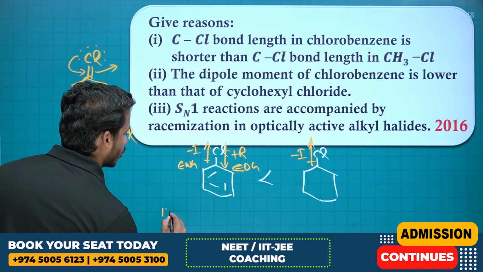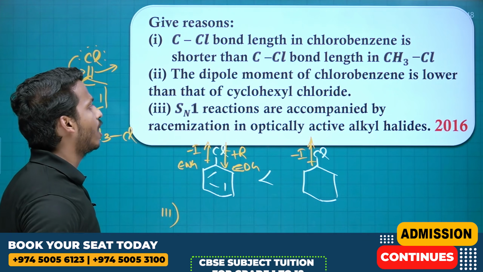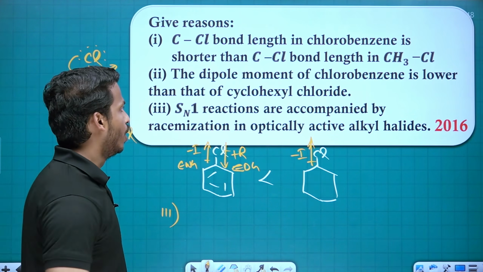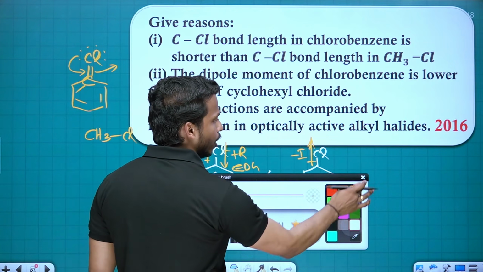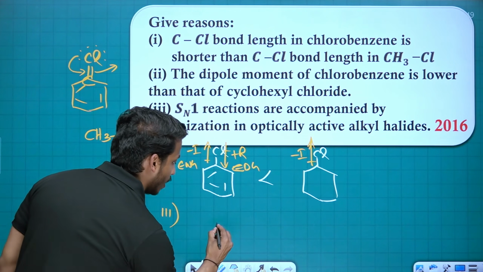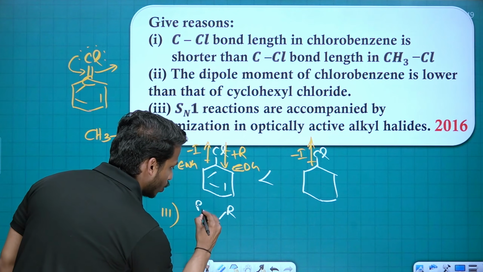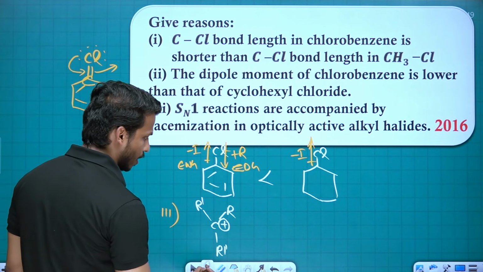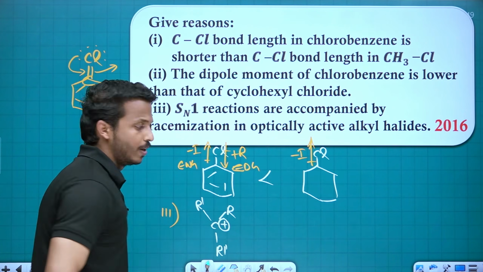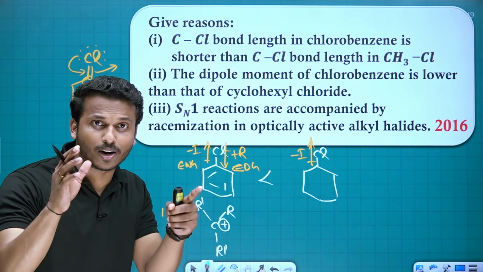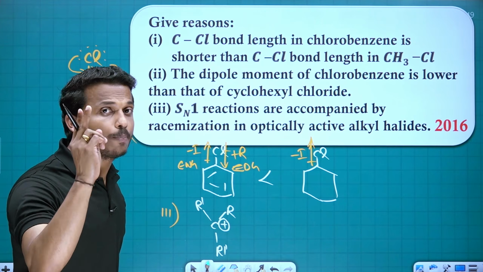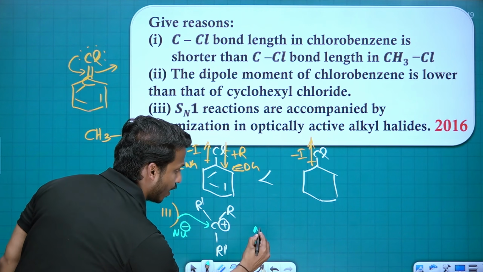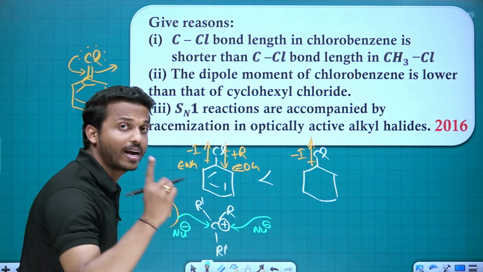And the third question is, SN1 reactions are accompanied by racemization in optically active compounds. You know, in the SN1 mechanism, do you remember the second step? What happens to the haloalkane? It forms the planar carbocation, R dash. This is our trigonal planar carbocation. In the second step of the SN1 mechanism, the nucleophile can attack from the front or back side. Two side attack is possible.